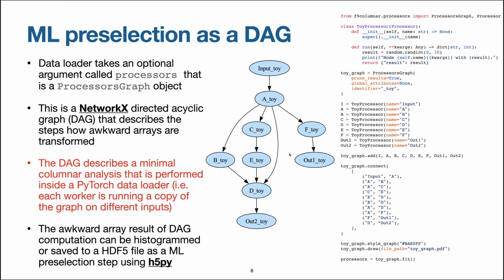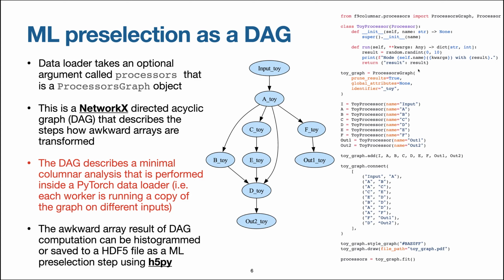It's a directed acyclic graph, and it's implemented in networkx. Basically, this DAG describes a minimal columnar analysis that is performed inside the PyTorch DataLoader. This means each worker is running a copy of this graph on different inputs and produces some output that we save to an HDF5 file. So this is a nice abstraction for how you can write your ML preselection, and it's nicely structured and transparent if you read it later.